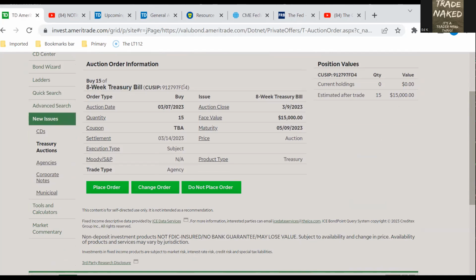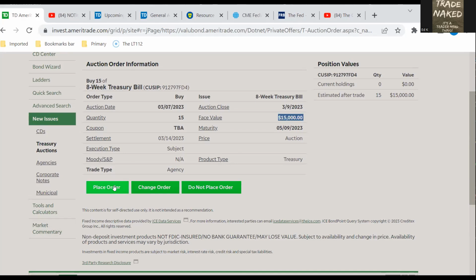Here's the CUSIP number. If you recall from our prior session, everything that trades electronically has a CUSIP number. It's like the little electronic ID tag. This shows that it matures in May 9th. And T-bills are bought at a discount. So I'm buying $15,000 worth at something less than $15,000. I'm going to get into that in a minute.